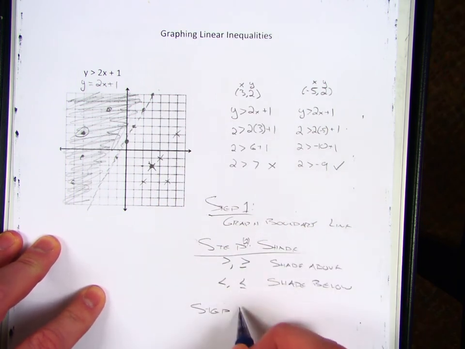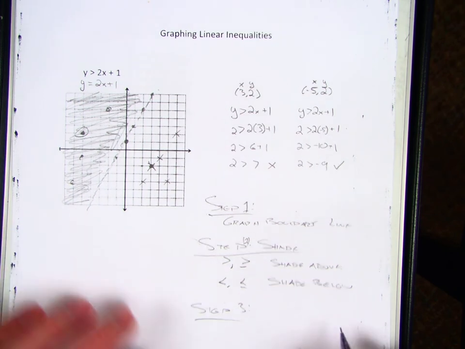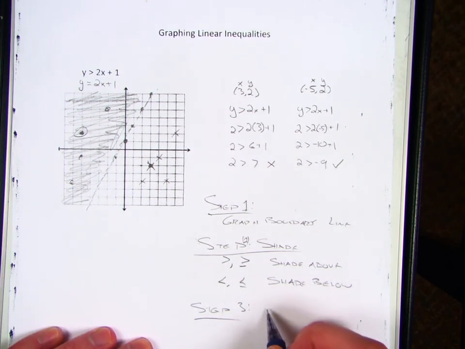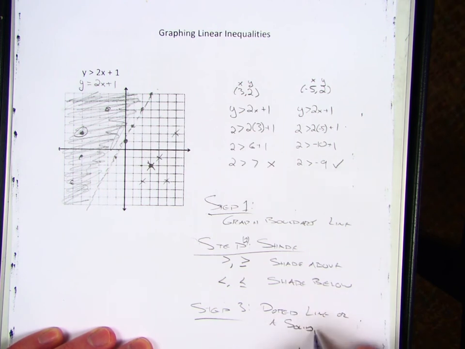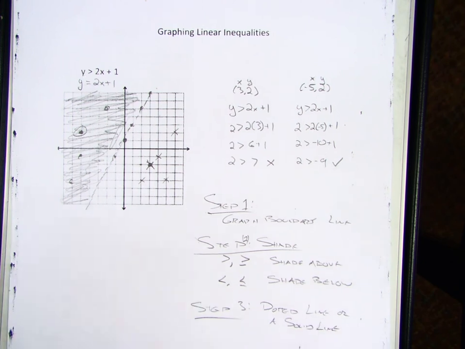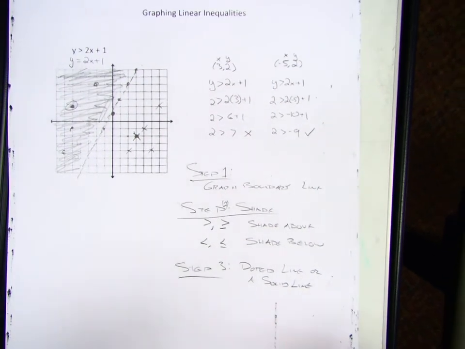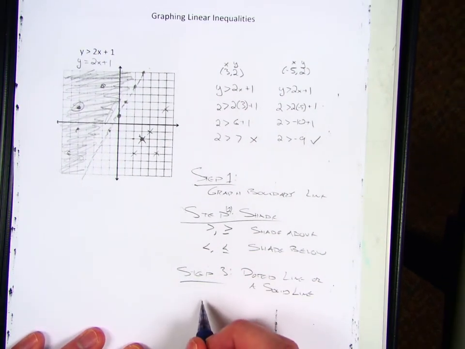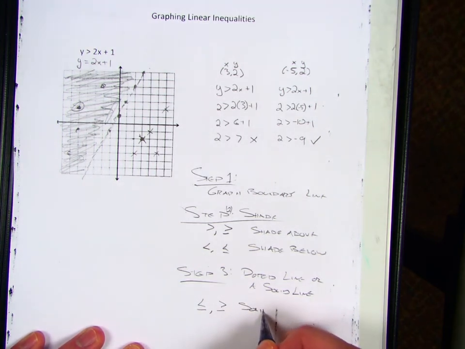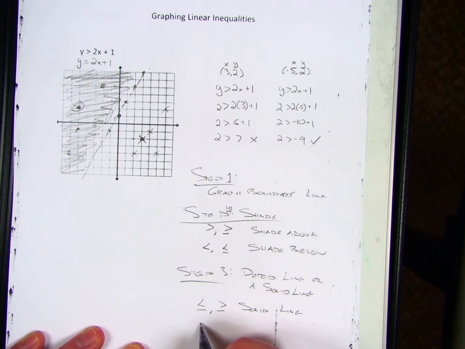In step 3, there's one last thing. We have to have either a dotted line or a solid line. I'm going to move up a little bit so we can see that. But basically, if I have these or equal to symbols, we're going to have a solid line. I'm going to explain what that means in a minute. But if we have just the less than or just the greater than without the or equal to, we're going to use a dotted line or a dashed line.